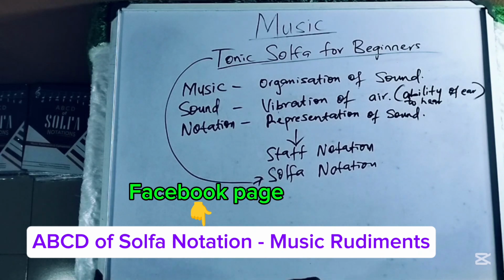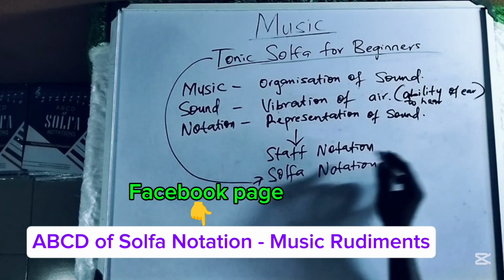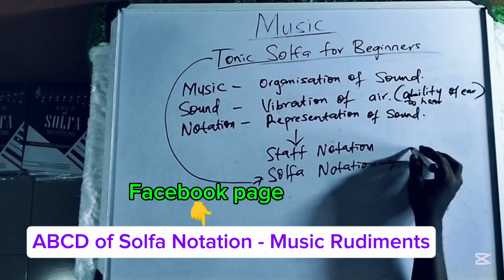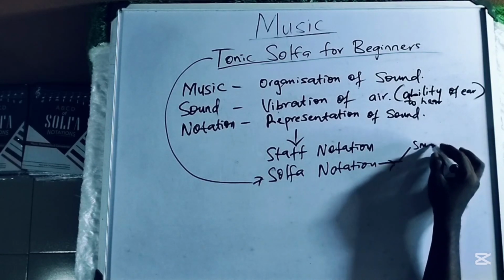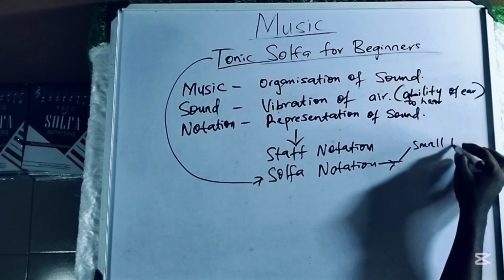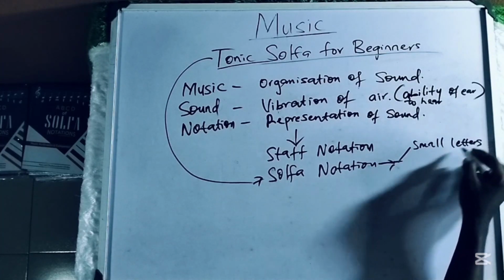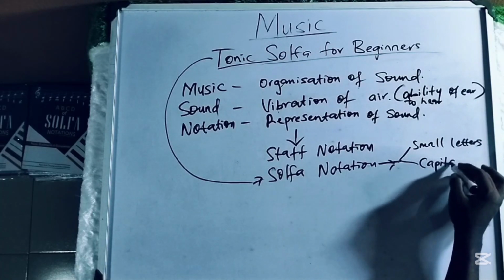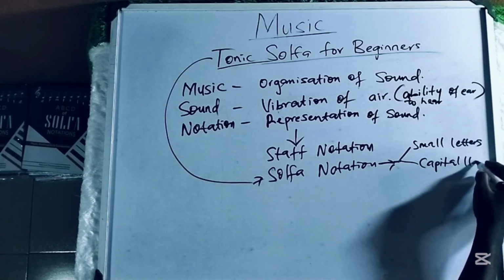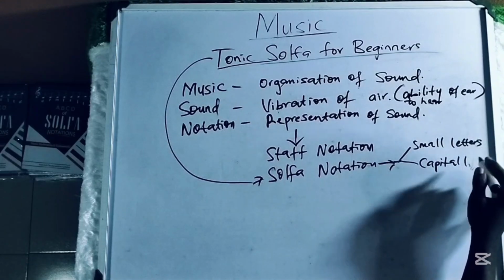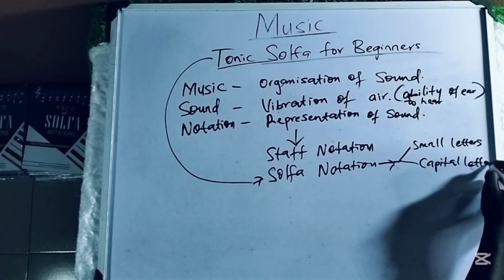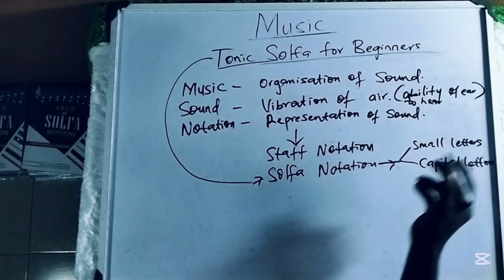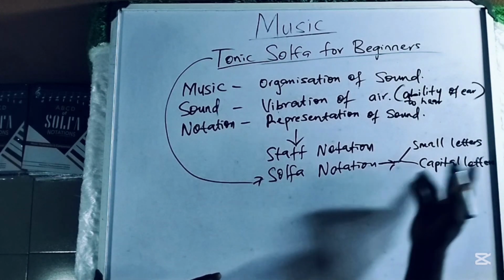Because of what we have here, we are going to go with this Solfa notation. And this Solfa notation, we have two parts about it. In representing it, we have the small letters. Here we also have the capital letters. So the small letters, the small letters in the alphabet.